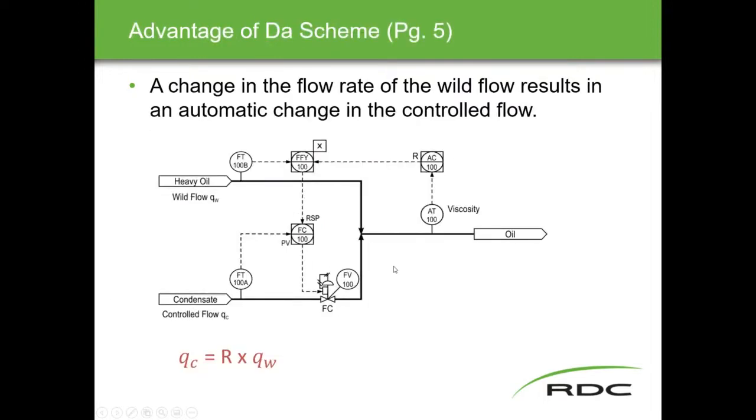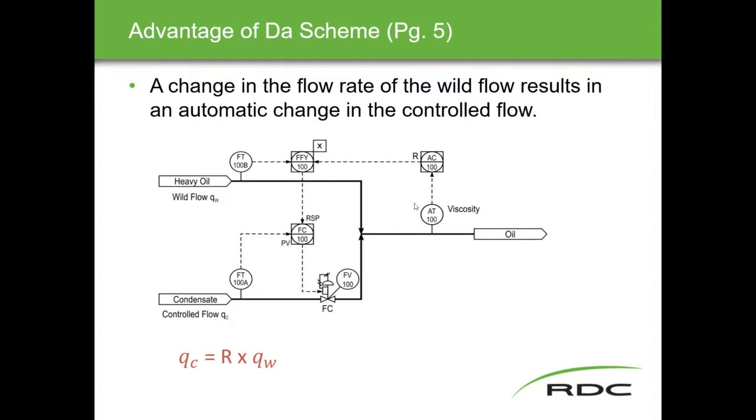Okay, so the advantage of this scheme, versus the previous one where we had to have operator intervention, is we have the connection here in the flow controller linking the wild flow and the controlled flow together. So now any change that's made in the wild flow is going to be automatically applied to the flow controller for the condensate flow valve.